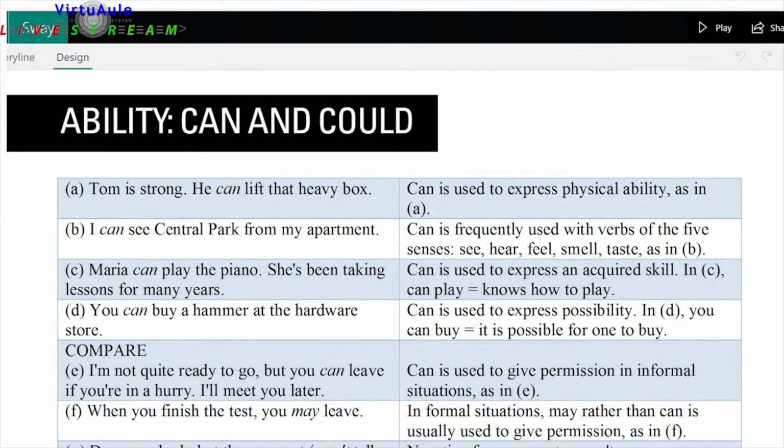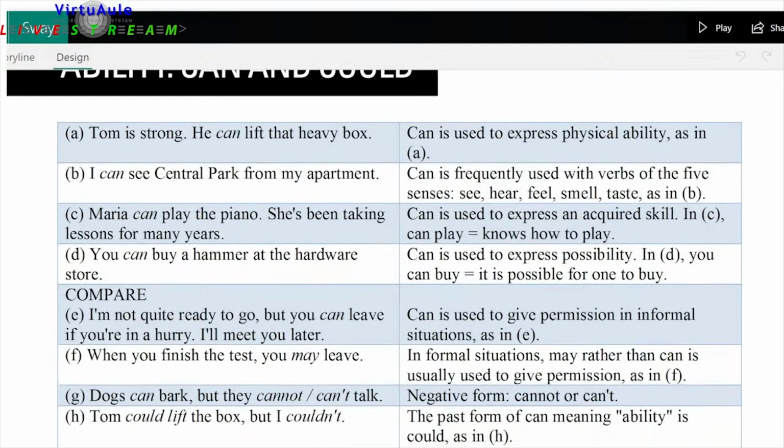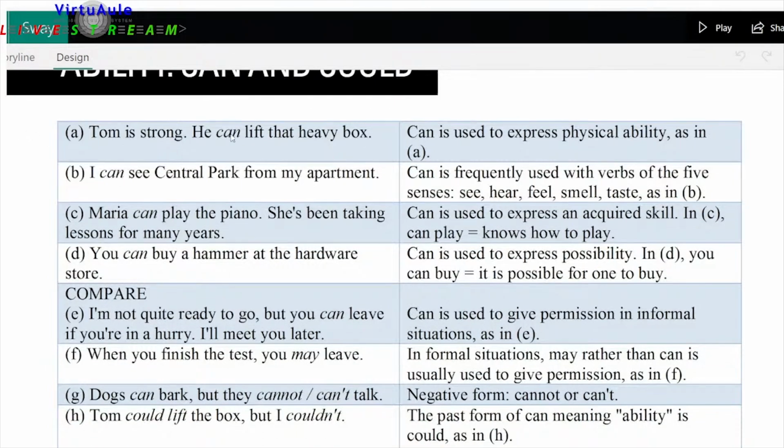Let's now look at the ability can and could. Tom is strong. He can lift that heavy box. Can is used to express physical ability, as in A, he can lift. I can see Central Park from my apartment. Can is frequently used with the verbs of the five senses: see, hear, feel, taste, and smell, as in B, I can see.